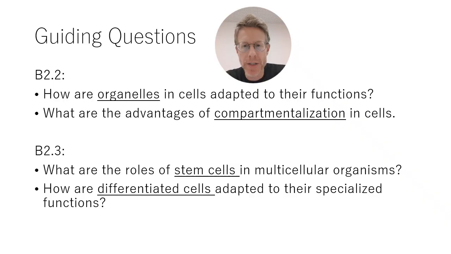And so we have two sections we're going over here. B 2.2 is all about organelles, and how they're adapted for specific functions, and what the advantages are to having these organelles or different compartments within cells. B 2.3 is really about two things, sort of two extremes of cells: very undifferentiated cells called stem cells, and then specialized cells, which we sometimes call differentiated cells, and how those work, why they're important, and how one becomes the other. So we'll be going over all of these in this outline.